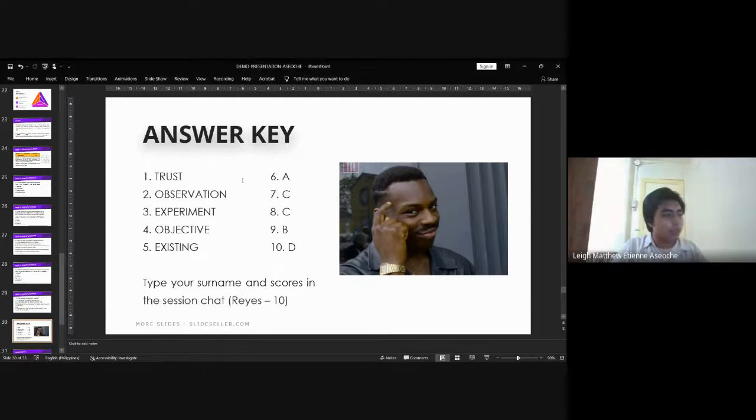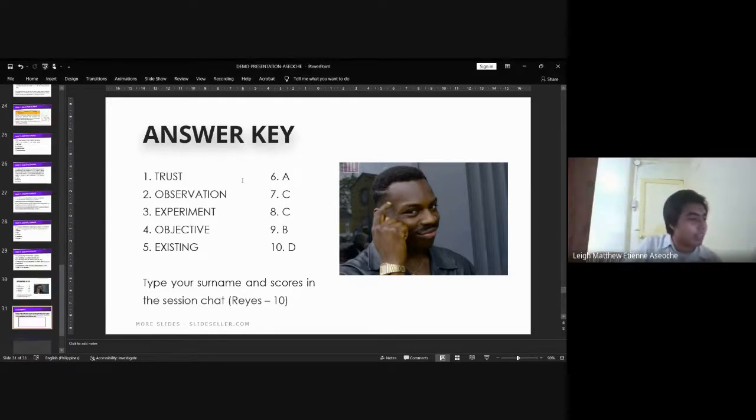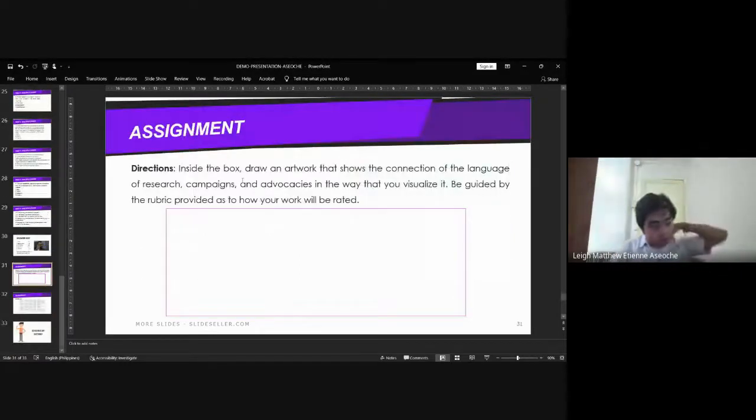Okay, so that is all for our test for today. And you have an assignment. You can find this also in your module. Okay, the directions are inside the box.